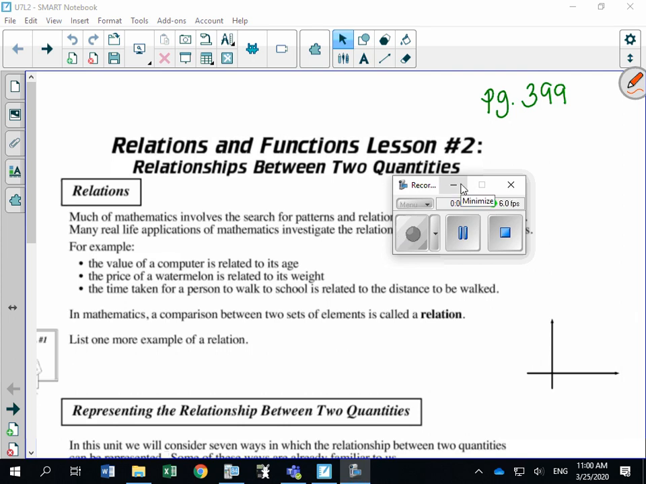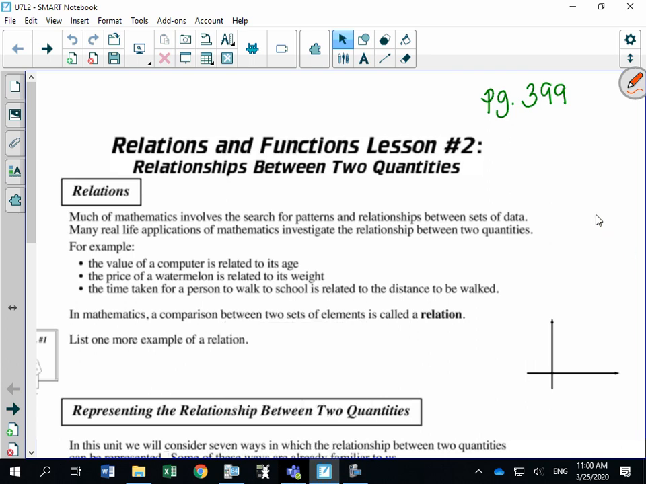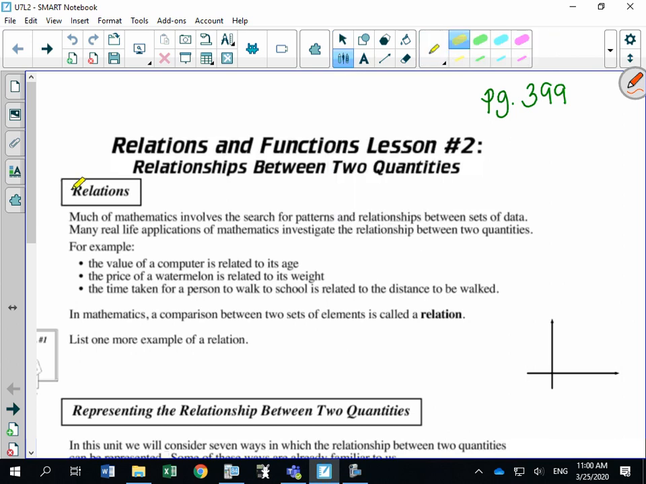This video will be part 1 of lesson 2, and the lesson is on page 399 of your student workbook, and it's called The Relationship Between Two Quantities. Okay, first word that I want you to highlight is this word relation.